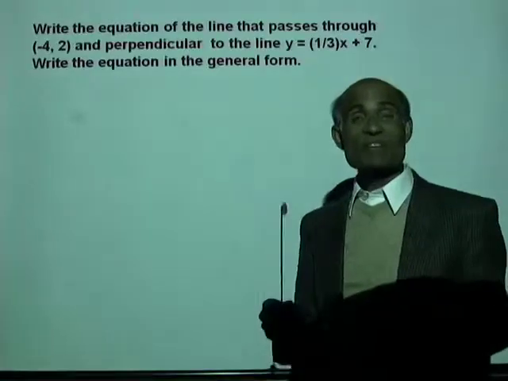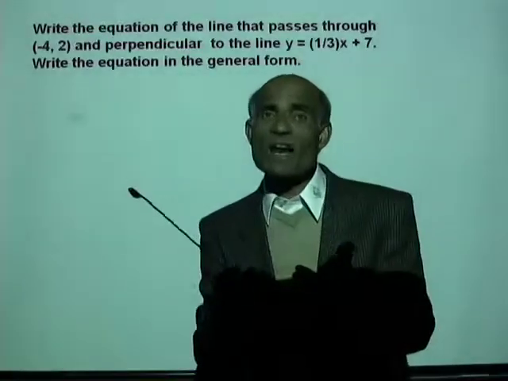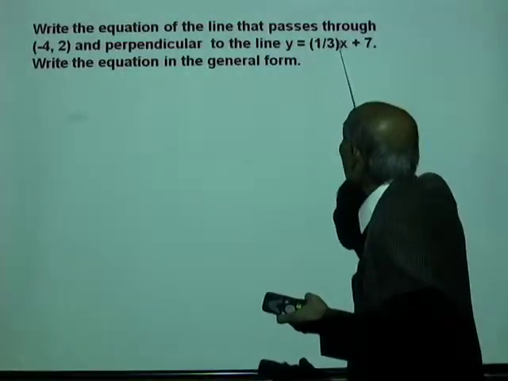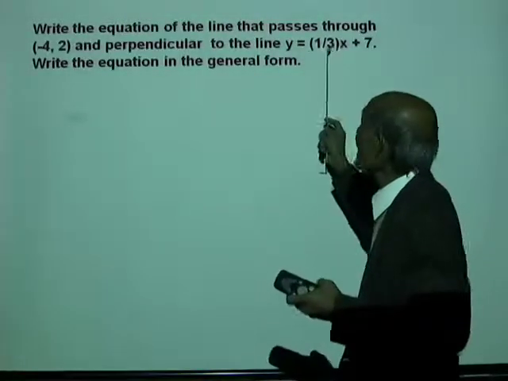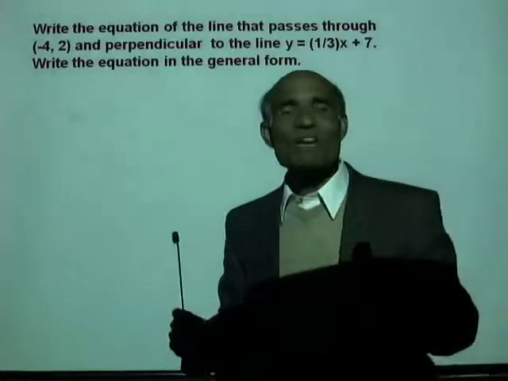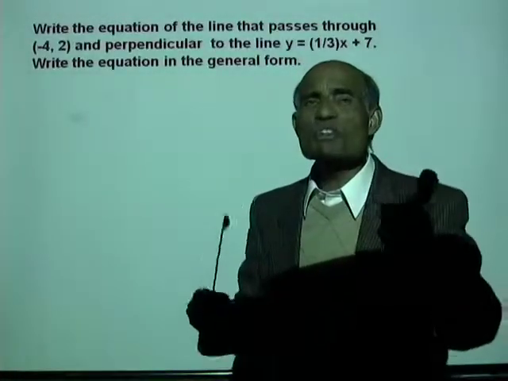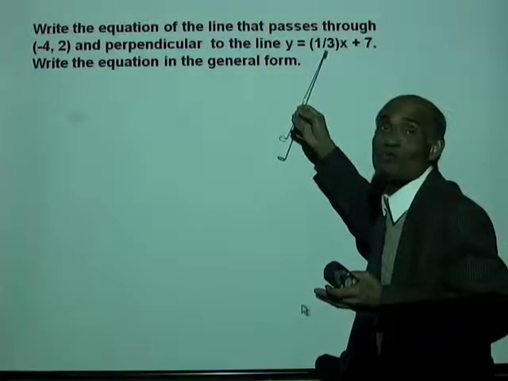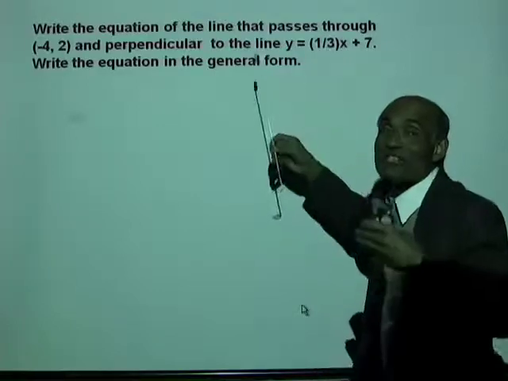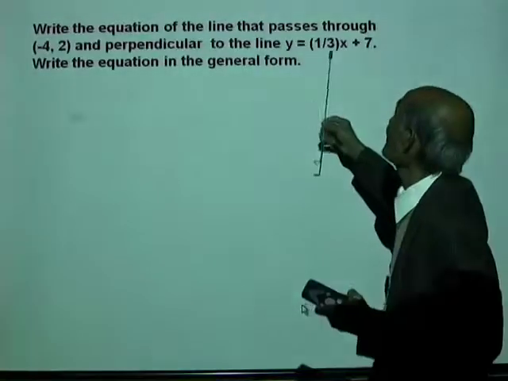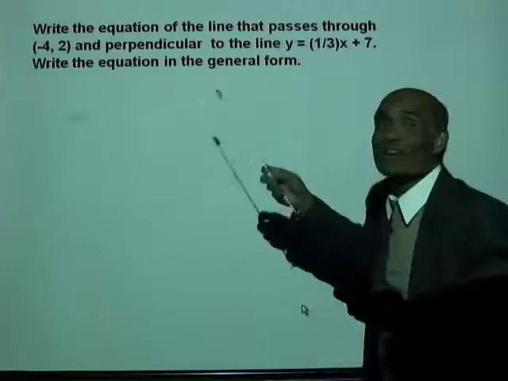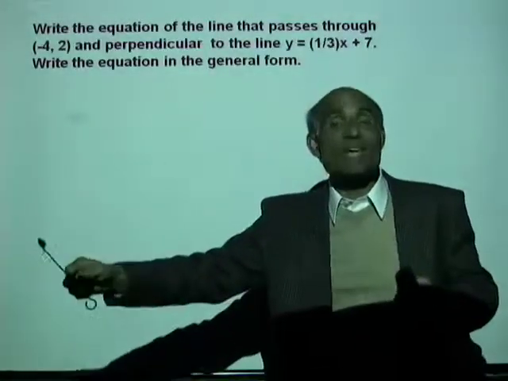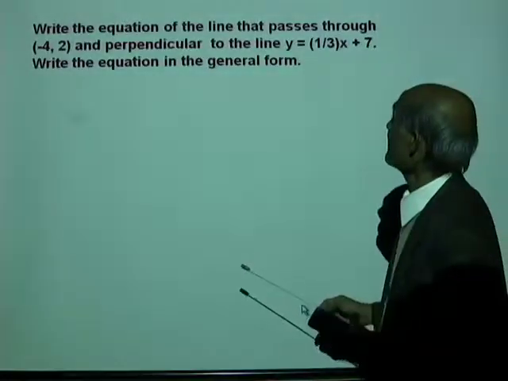Now, in this case, we want to write the equation of a line that is perpendicular to this line. And we know the slope of that line. The slope of this line is 1/3. And therefore, what is the slope of the line that will be perpendicular to this line? The slope will be the negative reciprocal of this. If the slope of this is 1/3, the slope of the perpendicular line will be -3. Is that right? -3. All right.